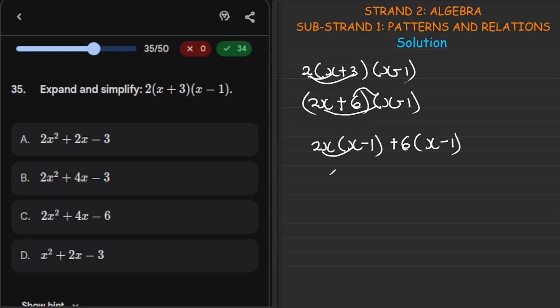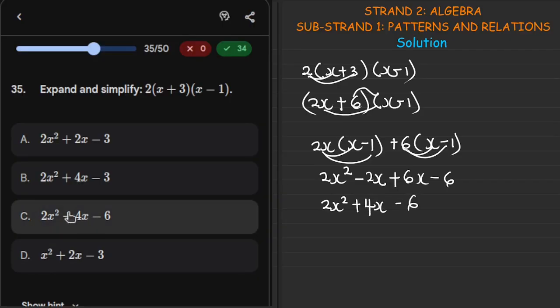So with that, we have our 2x times x, which gives us a 2x squared, and 2x times -1, which is a -2x. Then 6 times x gives us a 6x, and 6 times -1 giving us a -6. So simplifying, we have 2x squared, then -2 plus 6, which then gives us a positive 4x, then minus 6. So that is our C.